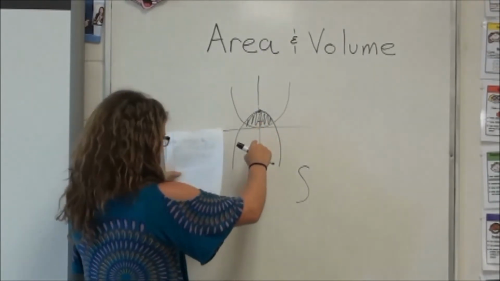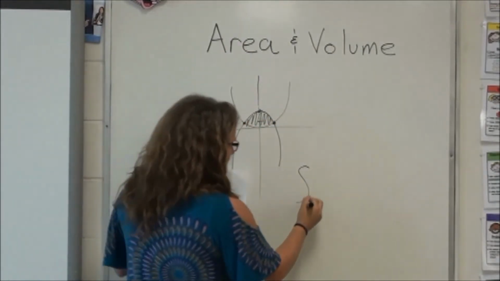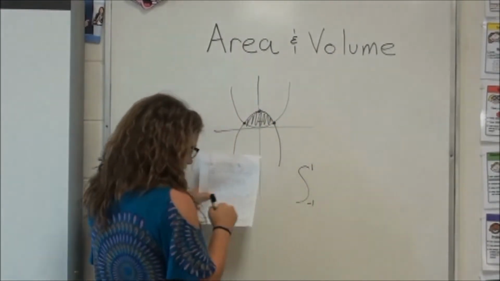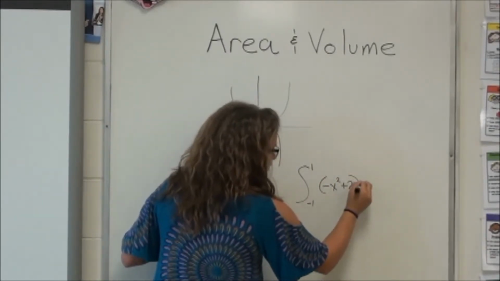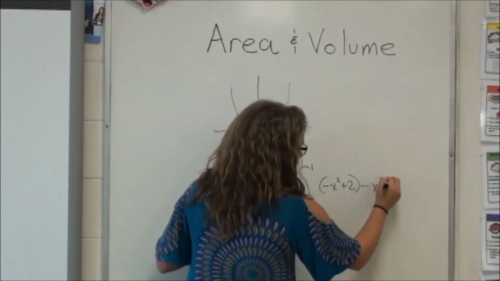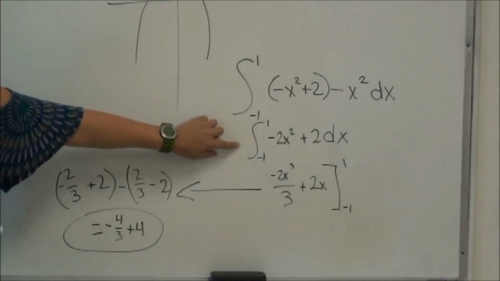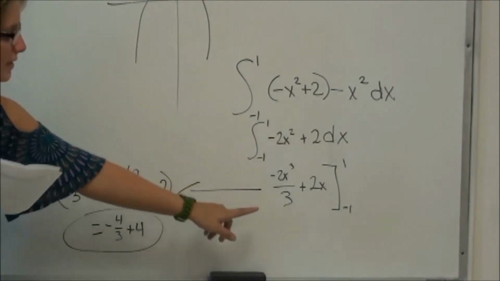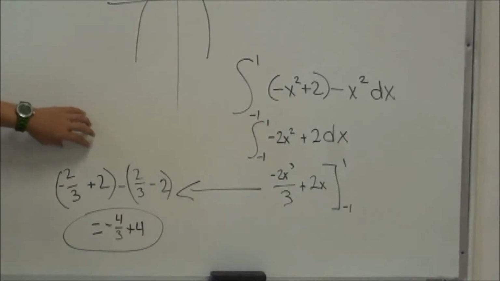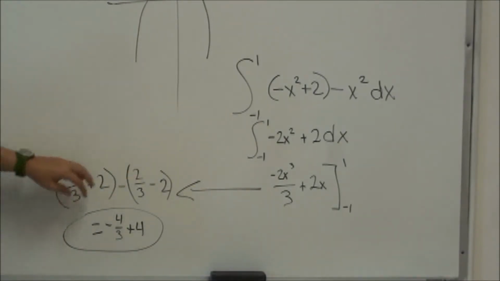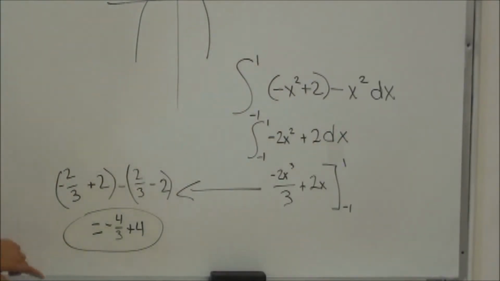This is going to be from negative 1 to 1, because that's where the two functions intersect. So negative 1 to 1. And it's going to be negative x squared plus 2 as your top function minus x squared dx. Basically, all I did was take this formula and simplify it to a single function. Then I anti-differentiated it, from negative 1 to 1. When you plug in 1 for the function, and then subtract the negative 1 function, you get negative 4/3 plus 4 as my answer.